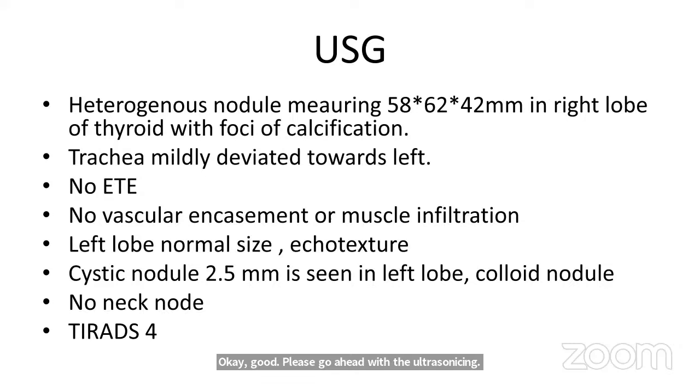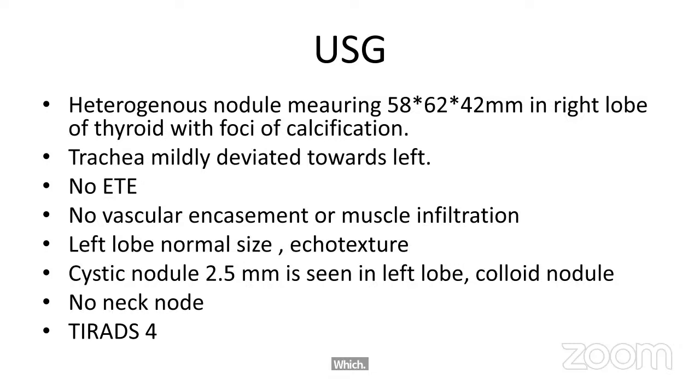So in ultrasound, heterogeneous nodule measuring 58 by 62 by 42 millimeter in the right lobe of thyroid with foci of calcification. Trachea mildly deviated towards the left. No extrathyroid extension was noted. No vascular encasement or infiltration. Left lobe is normal in size and echotexture. Cystic nodule 2.5 millimeter seen in left lobe, which is a colloid nodule, no neck nodes, and a TIRADS category 4 was given to the nodule.